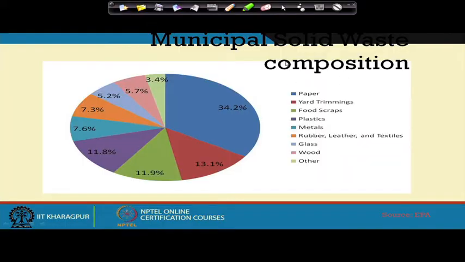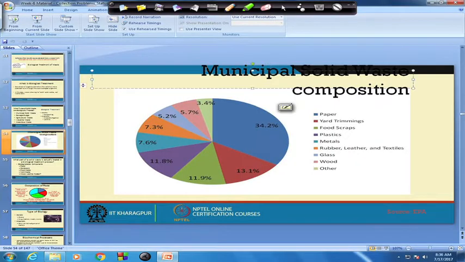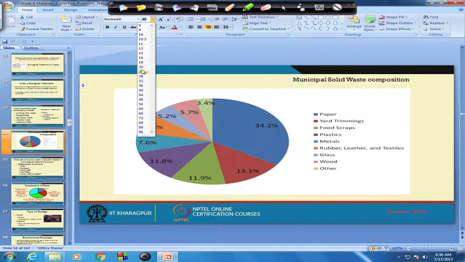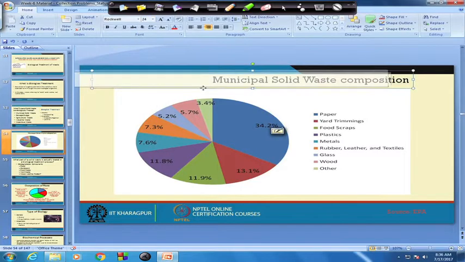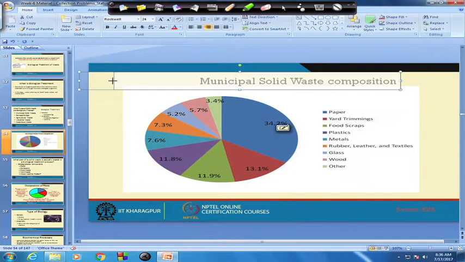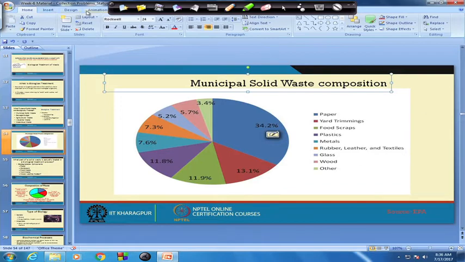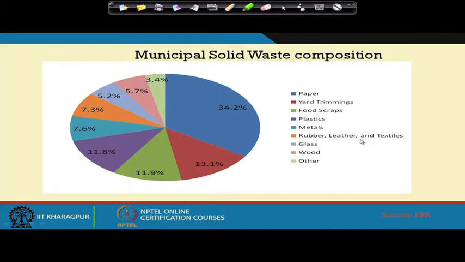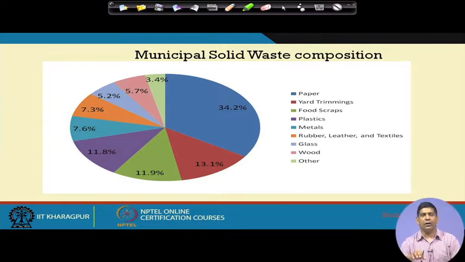So, coming to this particular pie chart, we had looked at it earlier as well, long ago, and now we will see it one more time, just to recap, so that you remember what we were talking about earlier. This is the typical municipal solid waste composition, where we have paper. This is a typical example of the western world.